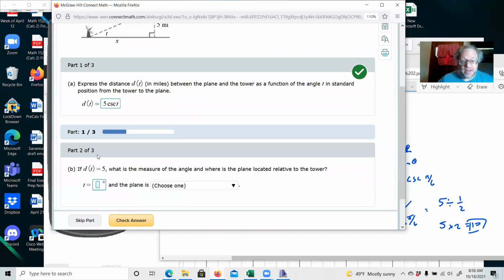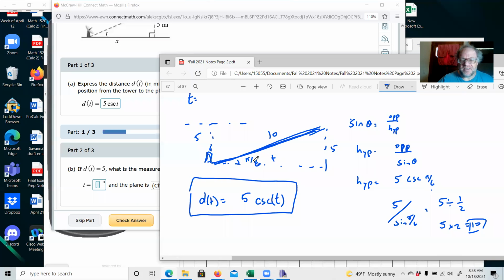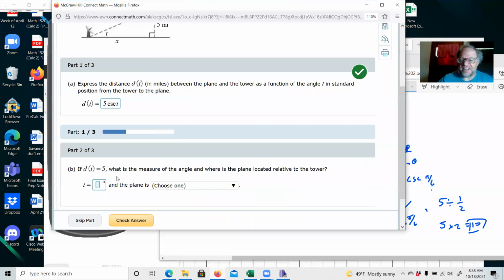So if d is equal to 5, what is the angle? Where is the plane located at the tower? We did this. If d is equal to 5, then our angle is 90 degrees from the tower. That's pi over 2. In this case, they wanted 90 degrees, and the plane is directly overhead from the tower.